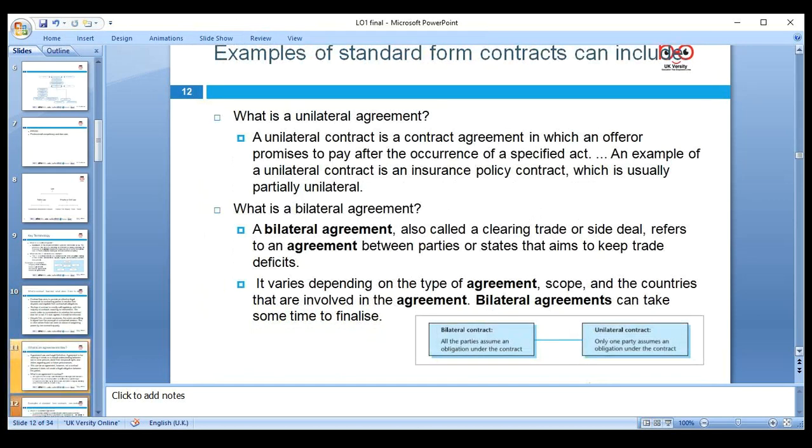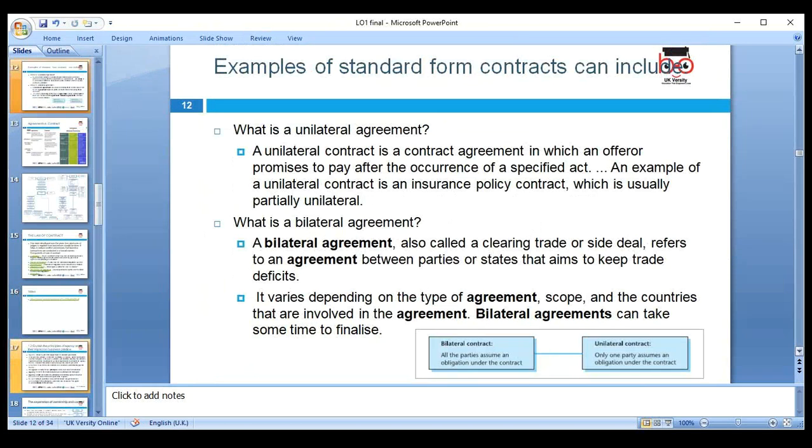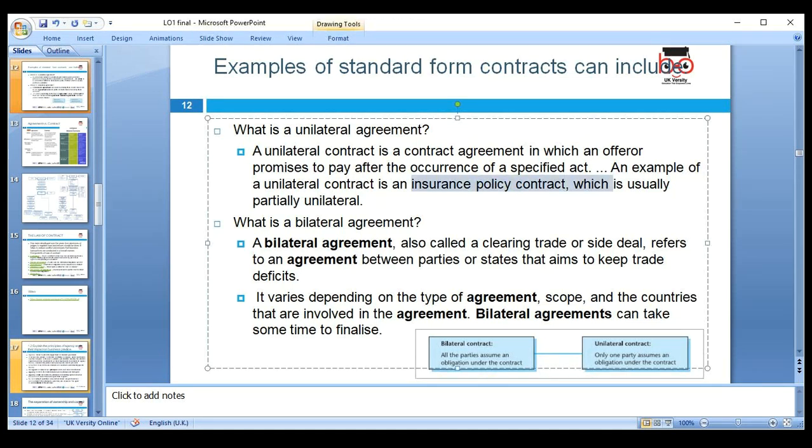Okay, then a contract can be unilateral or bilateral. So what is a unilateral contract? It is a contract agreement which contains an offer and a promise to pay after the occurrence of a specific act. An example of a unilateral contract is the insurance policy contract, which is usually partially unilateral.